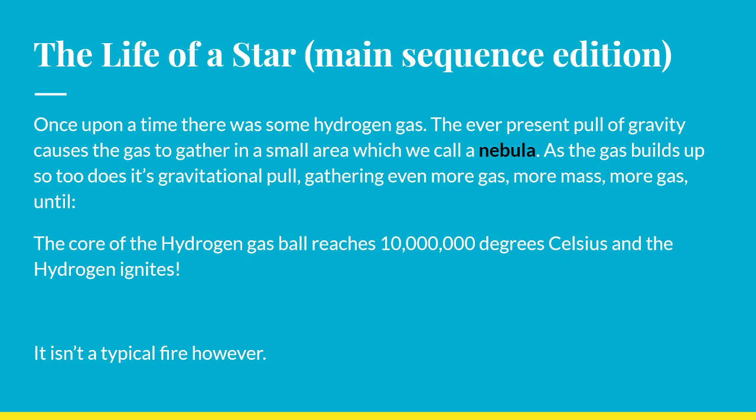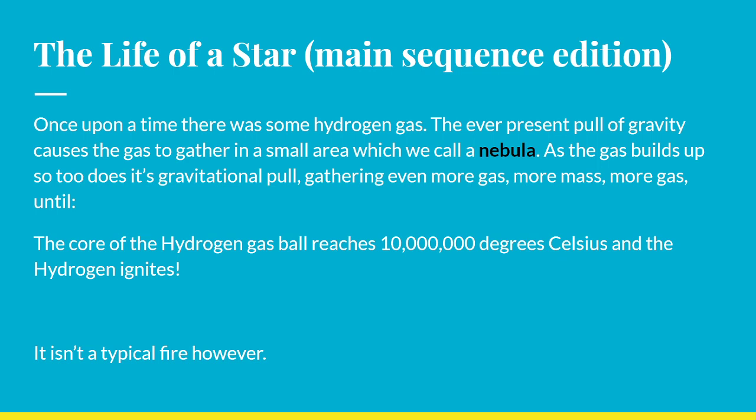At some point in time, there was some hydrogen gas, and no matter how much time it took, gravity seems to pull the gas together, and it coalesces in a small area. And this area we actually have a name for. It's called a nebula.